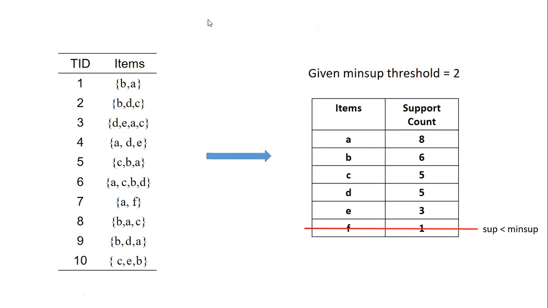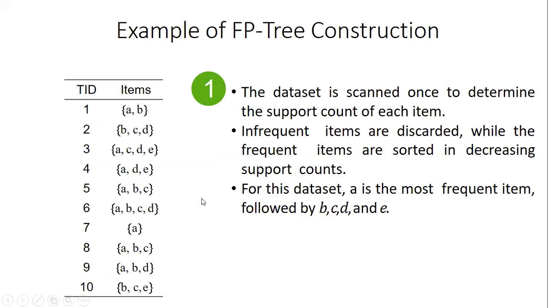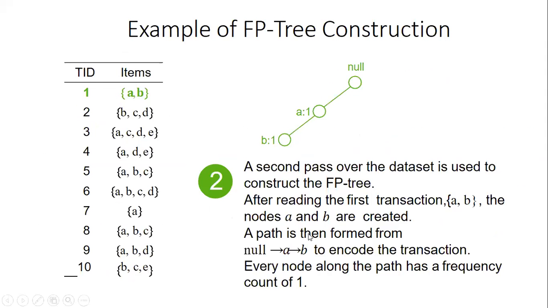We are going to arrange each transaction in this decreasing order of the item set. Please remember this. That's why we get the item sets like this. It is only to make our tree construction easier. We also eliminate the infrequent item sets. For the data set, A is the most frequent item, followed by B, C, D, and E.